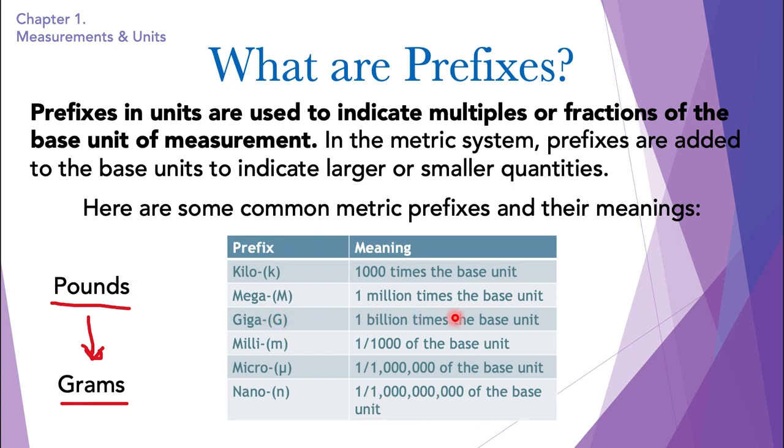Mega means 1,000,000 times the base unit, multiplied by 1,000,000. And giga means 1 billion times the base unit, multiplied by 1 billion. So these were the common metric prefixes and their meanings.